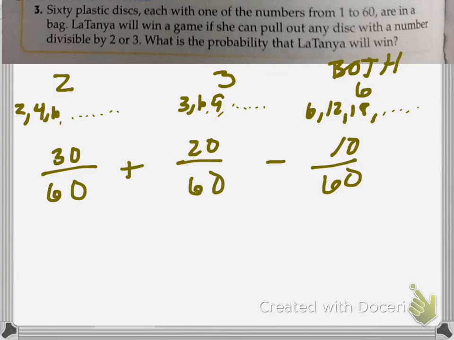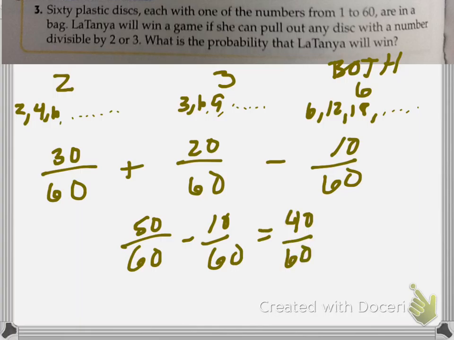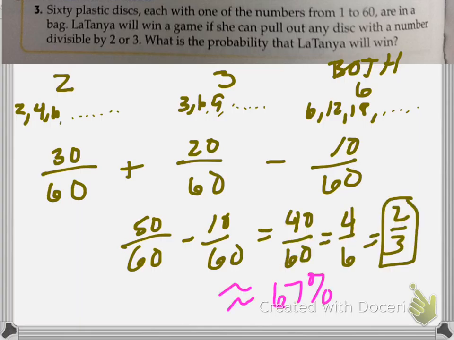So the disk divisible by 2, 30 out of 60. The disk divisible by 3, 20 out of 60. You'll notice that we counted 6 in there twice, and there were more we counted twice, so we have to subtract them once to get back to only counting them once. Add those things together. What you end up with is 2/3, which is approximately 67%. Adding probabilities, when there is overlap, you need to subtract. Okay?